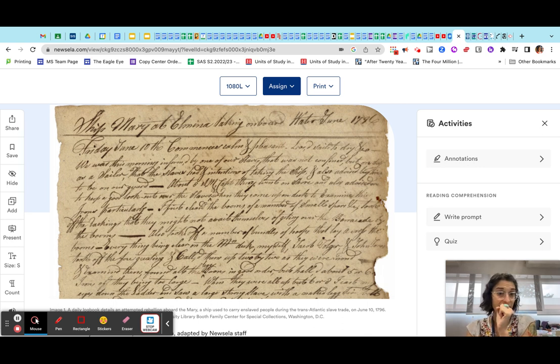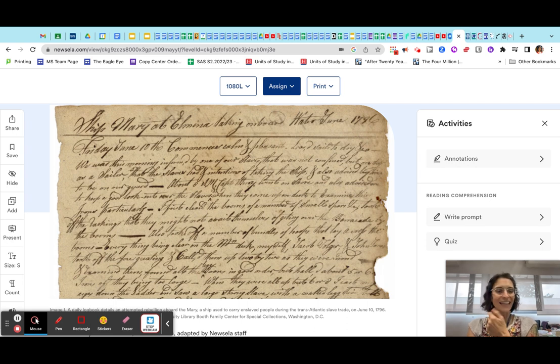So is this primary or secondary? This is a primary source. This was written by someone experiencing the period that I am studying. I am studying the transatlantic slave trade, which includes the Middle Passage. This is written by someone who was involved directly in it. Now, it was an assistant to the captain.